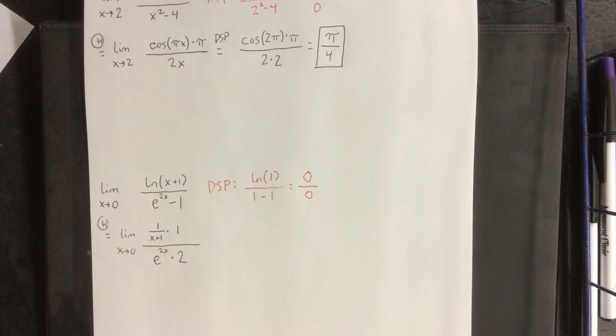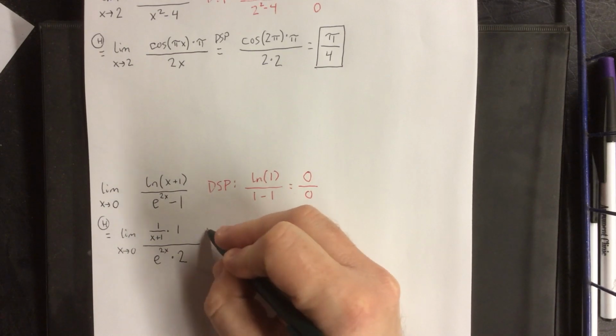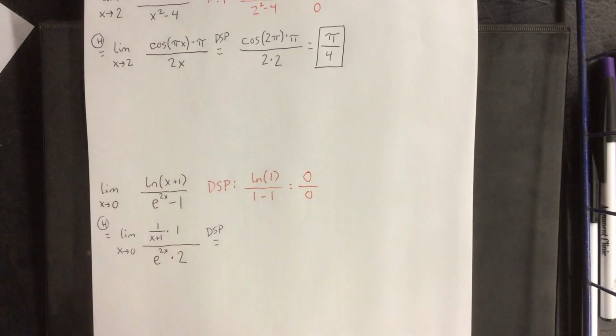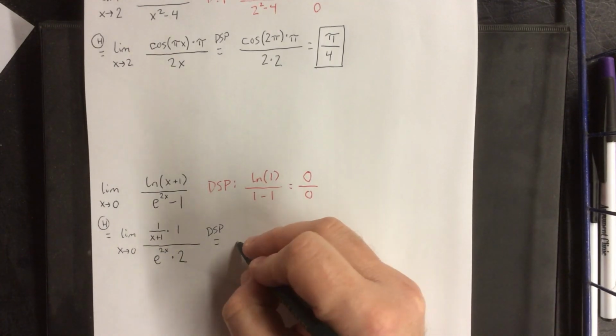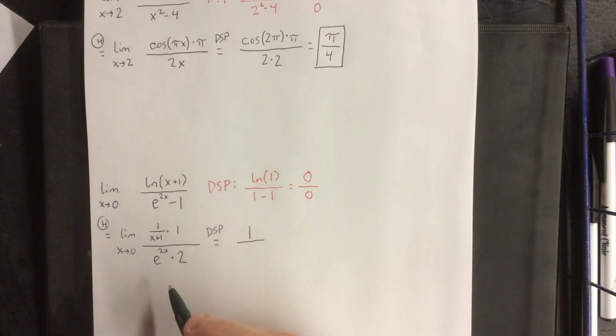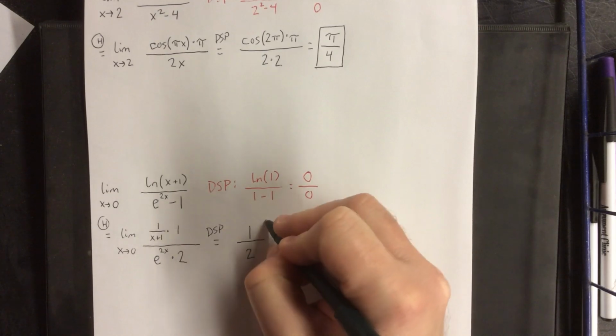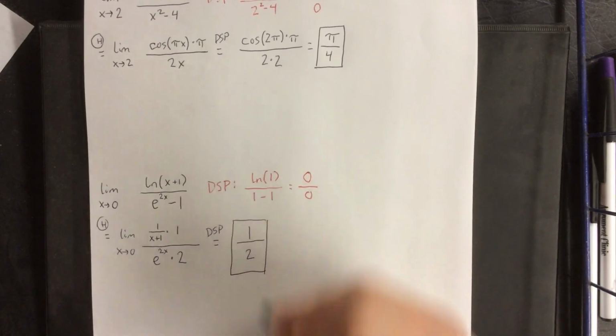That'll be 2. You might be tempted to fix the fraction inside of the fraction at this point, but I'm going to let you know there is no need whatsoever. We're just going to go ahead and apply the direct substitution property and plug in 0. That'll be 1 over 0 plus 1 times 1. That's going to be 1. Your denominator will have e to the 0, which is 1, times 2, and we'll have 1/2 for a final answer.